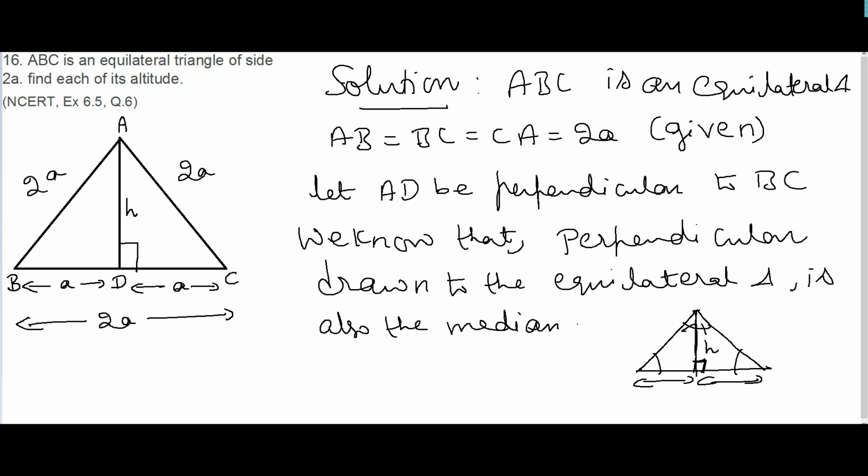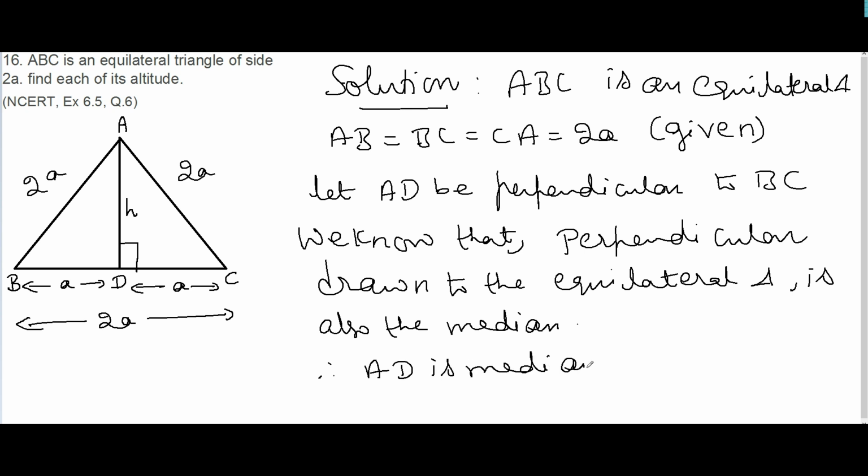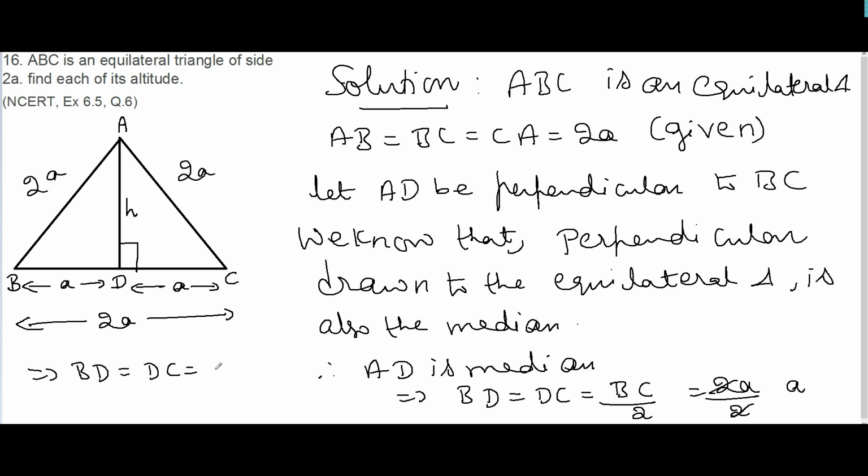We can use this statement or even prove the same using congruency also. So, now this is also median. Therefore, AD is median. This implies BD is equal to DC, which is BC by 2, which is 2a by 2, which is a. That means BD is equal to DC is a. This is what we have reached.